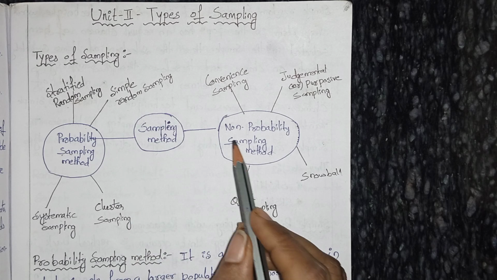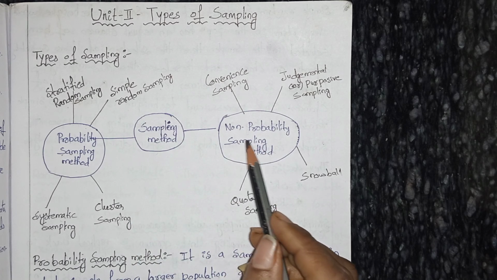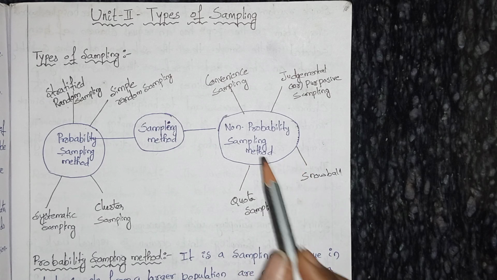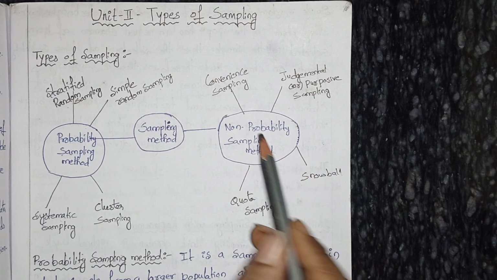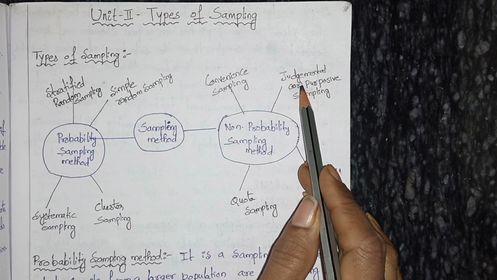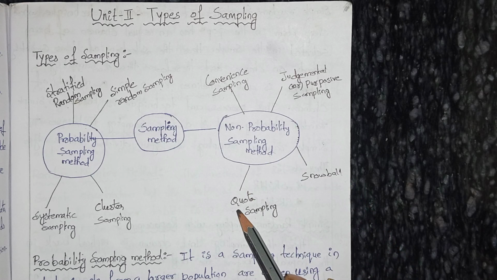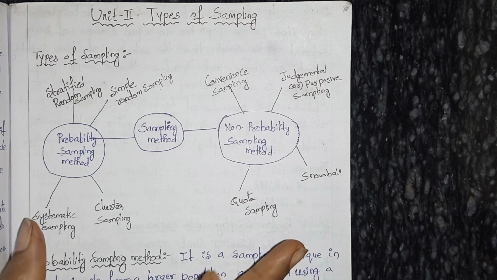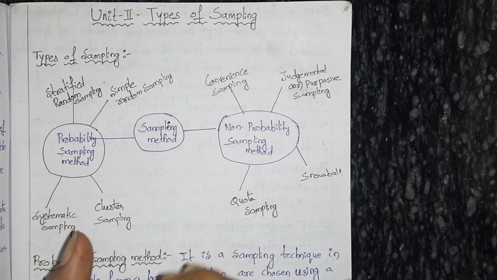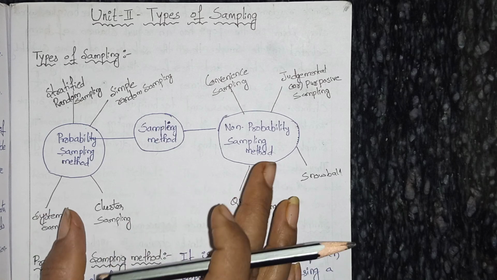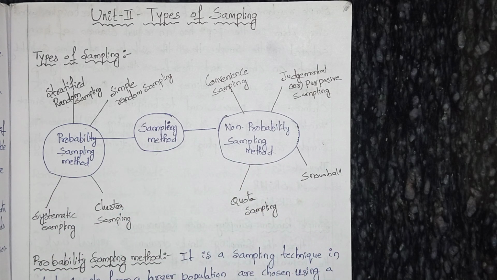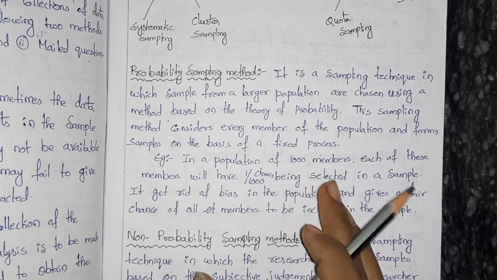And the next is non-probability sampling method. Under this method we have different types: convenience sampling, judgment or purposive sampling, quota sampling, and snowball sampling. So this is a preview, we can say, of sampling methods. In detail, now we learn what those methods are, what the advantages are, and what the disadvantages are. Now we learn in this video.